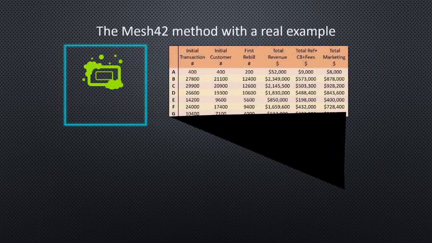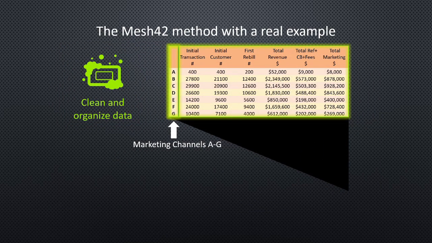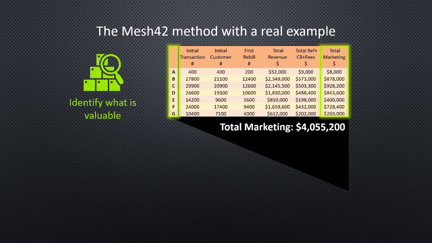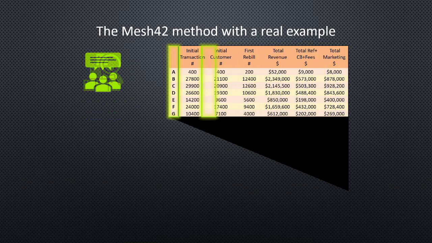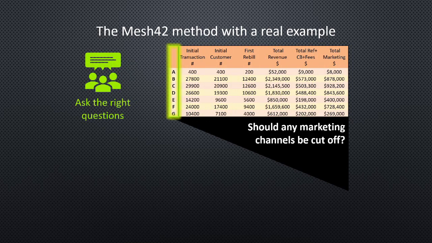We are now going to go through the Mesh42 method with real numbers so that you can see firsthand how we work. Our first step is cleaning and organizing the data, which luckily has been already done for us and is broken out into marketing channels A to G. Moving to identify what is valuable to the business, we can see over $4 million has been spent on marketing, which certainly qualifies as being valuable. Now, based on what is valuable, we need to formulate the right question. It seems like a good question would be, should any marketing channels be cut off?